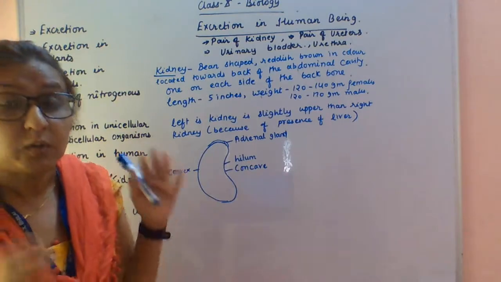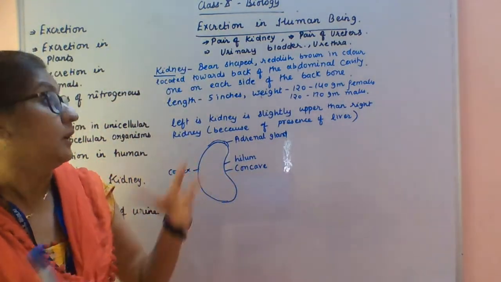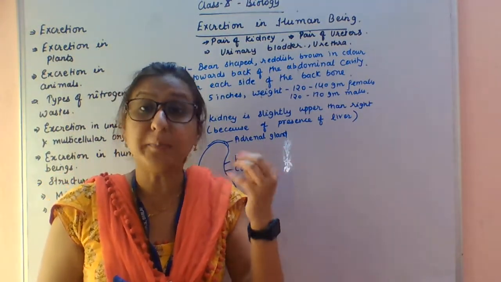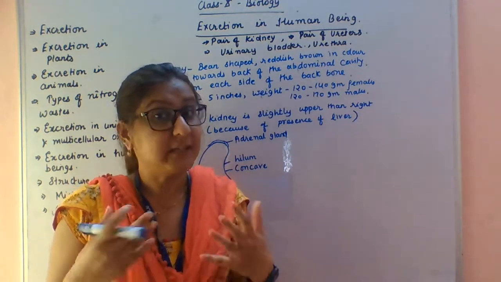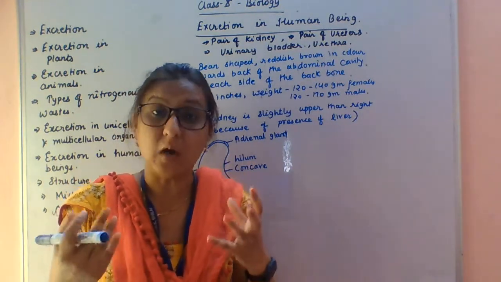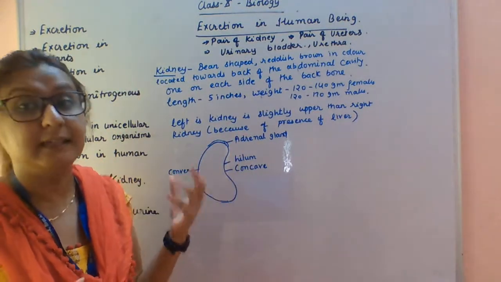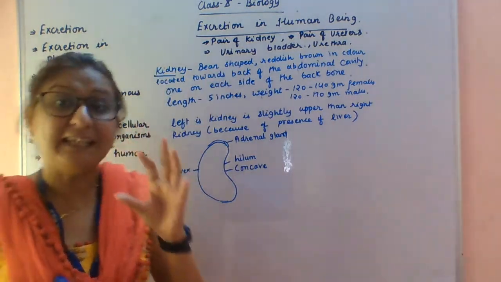What is the kidney? The kidney is the filtration unit of your body. Here the blood comes, and all the impurities present in the blood get filtered out and excreted out of your body, and hence the kidney is called the filtration unit. So how does the kidney look?